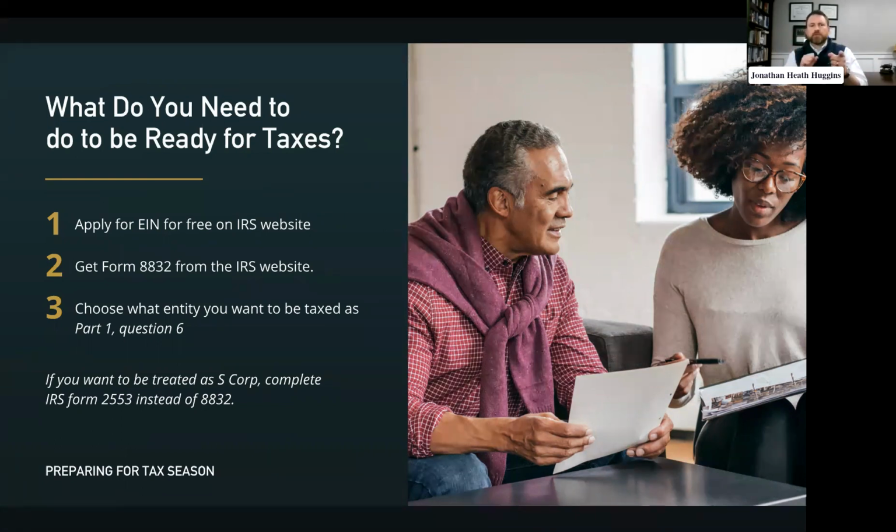Okay. So what you would do is apply for an EIN number. You want to elect if you want to be an S Corp. You would use the 8832 form on the IRS website. If you're wanting to be an S Corp, then you would use a different form, the 2553, instead of the 8832.